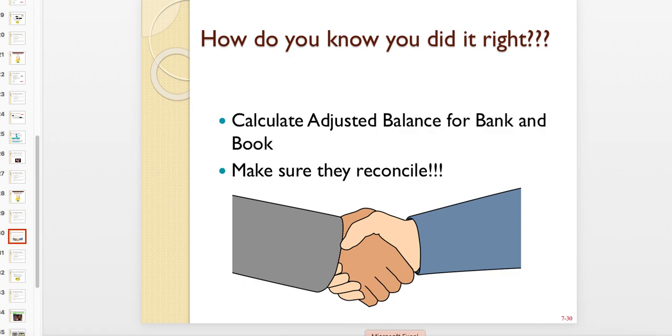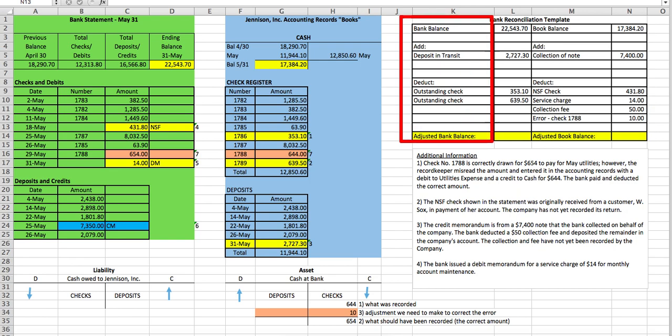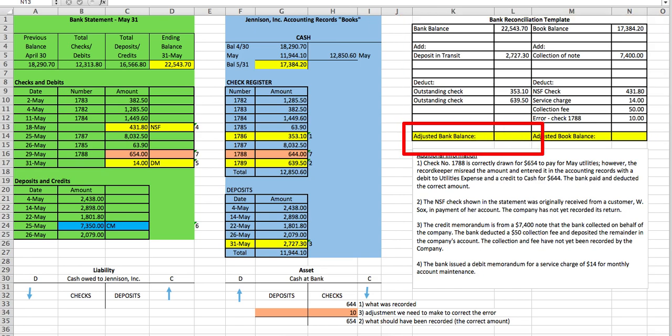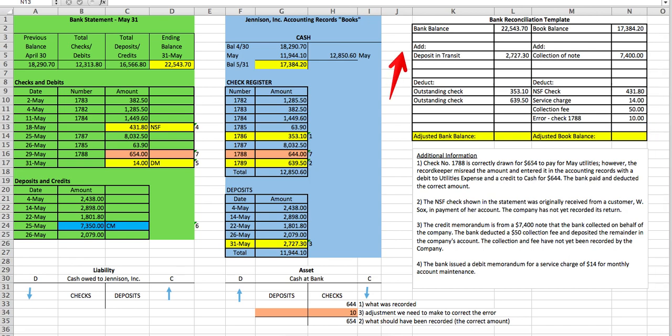So if we look at the example we've been working on, we are now going to focus here on the bank reconciliation. And specifically, what we're going to look at is the step on the very bottom of the reconciliation called adjusted bank balance and adjusted book balance. So what that means when we say adjusted is it means that we're adjusting for all of these items that we're adding or deducting due to differences. Okay, so what we're going to do is we're going to start with our ending balance that we started the reconciliation with.